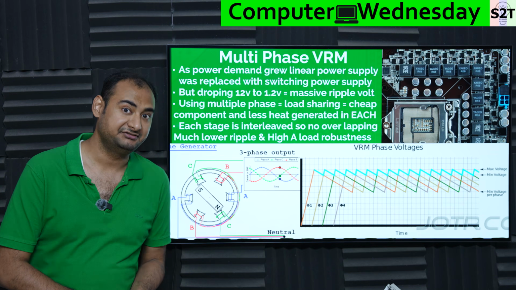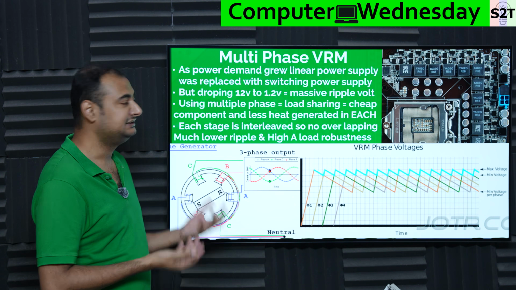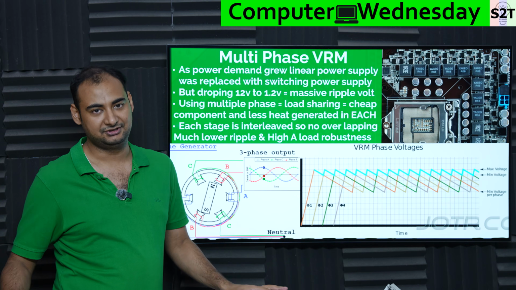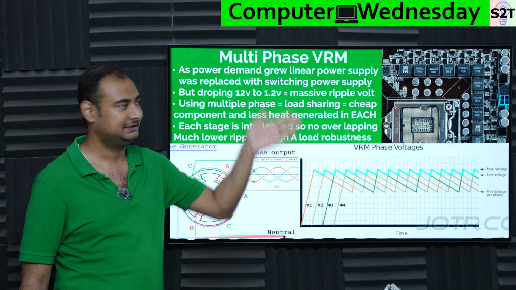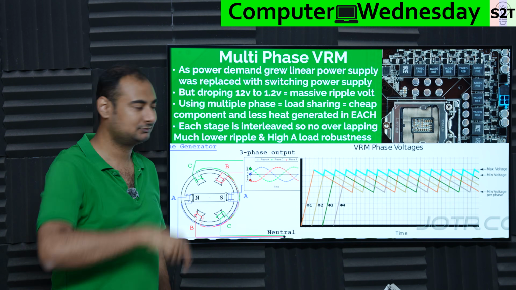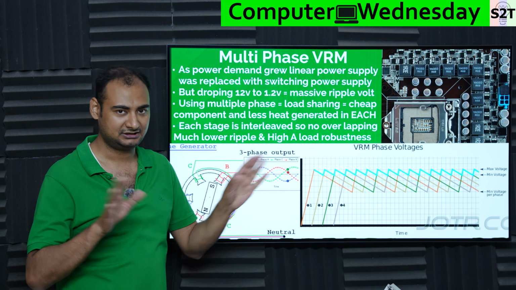So how do we actually achieve it? Because again, you have to understand that as power demand grew, linear power supply gave up. It's like, yeah, I can't do this. So we replaced it with switching power supply. Switching power supply does have a problem. It switches, it's going tick-tock, tick-tock, tick-tock, tick-tock. So that creates a ripple. Ripple, silicon, no bueno, kaboom.